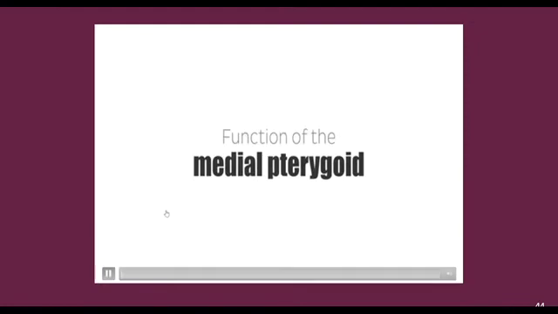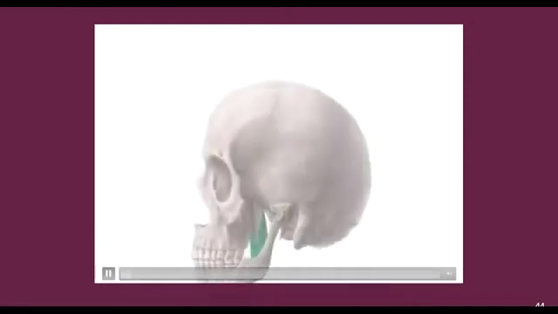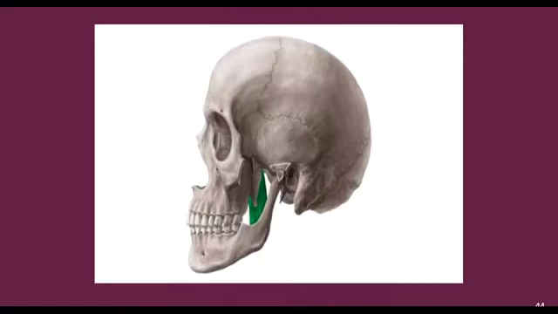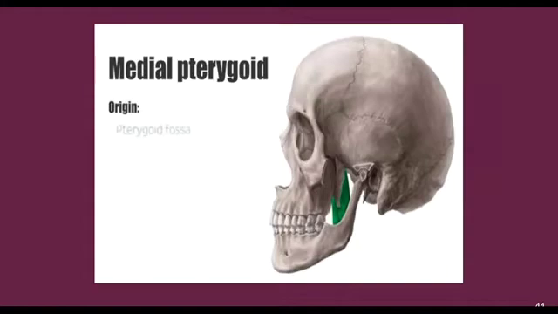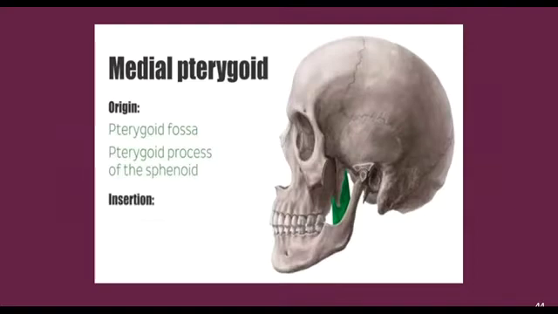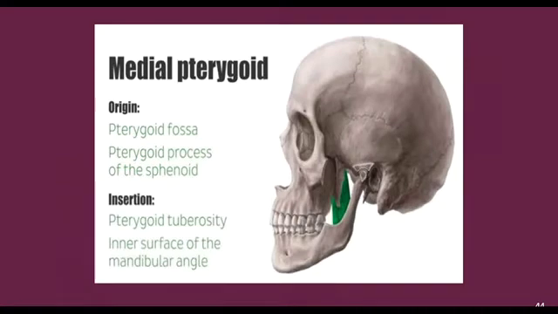Medial pterygoid. The medial pterygoid is also called the internal pterygoid muscle. It is quadrilateral in shape, highlighted here in green. It has a small superficial head and a large deep head. The superficial head originates from the tuberosity of the maxilla. The deep head originates from the medial surface of the lateral pterygoid plate. Insertion is at the pterygoid tuberosity, which is present on the inner surface of the mandibular angle.